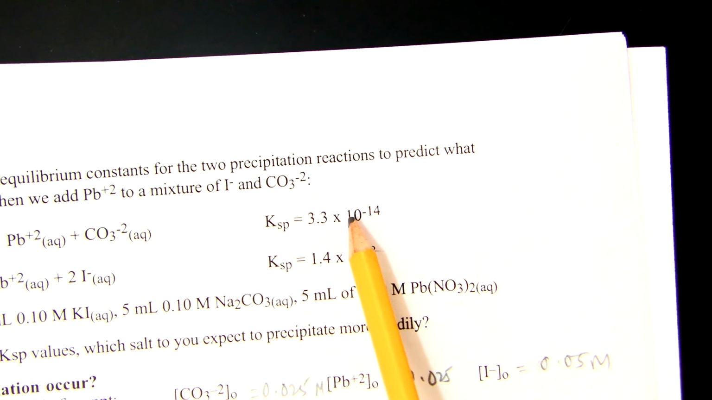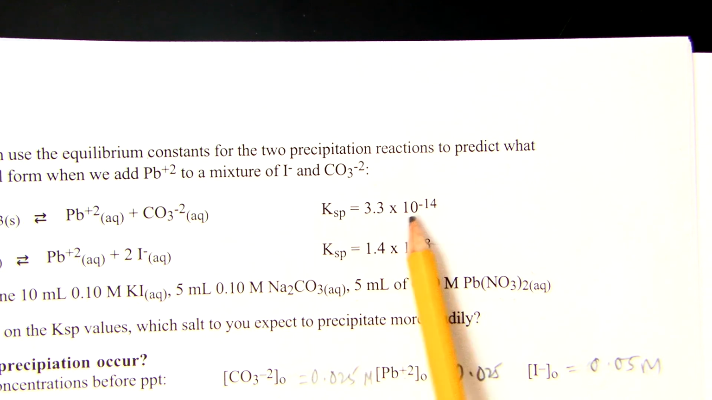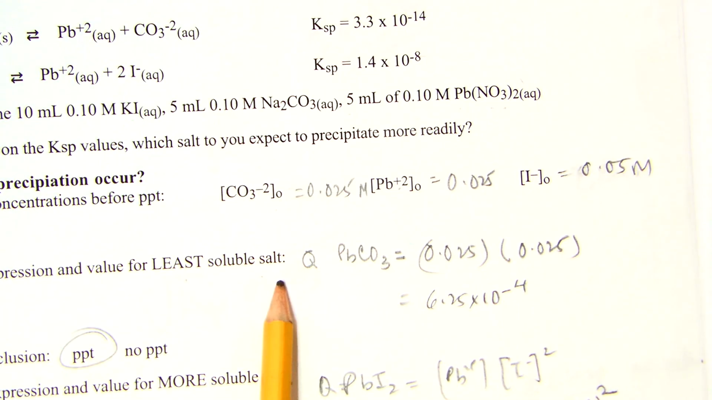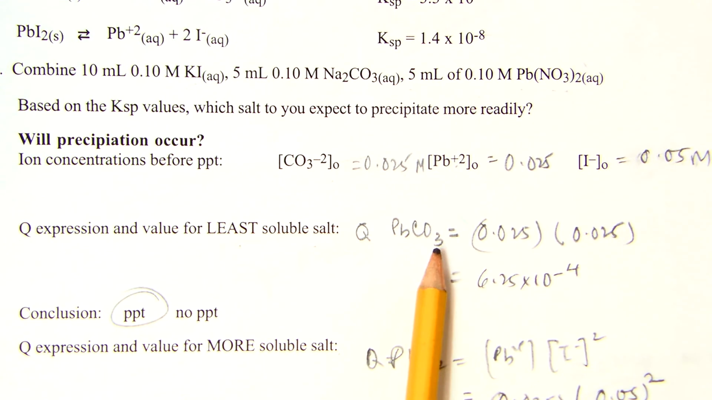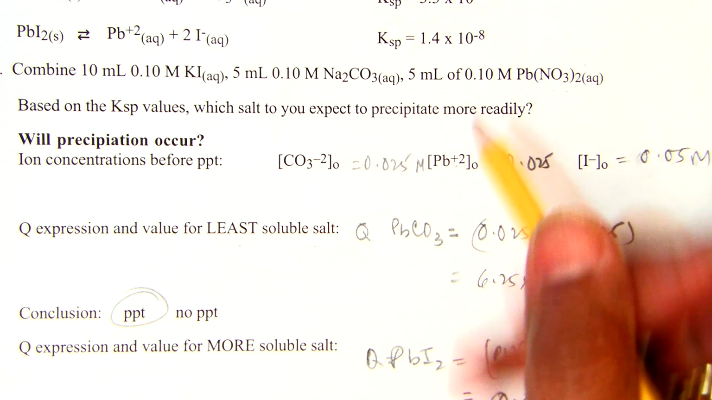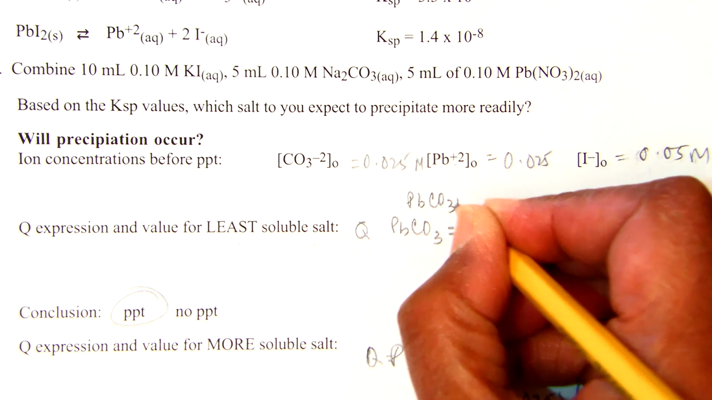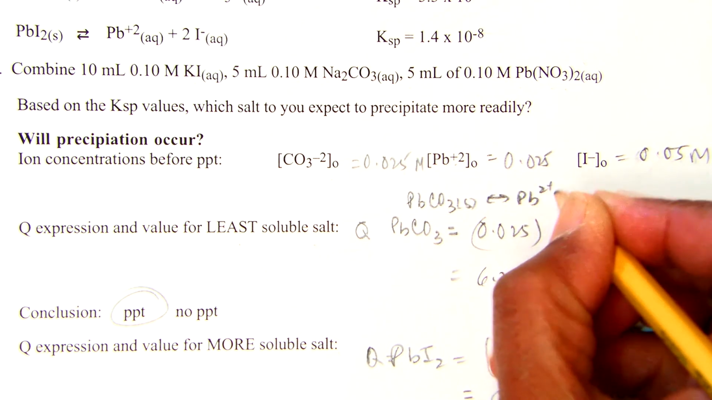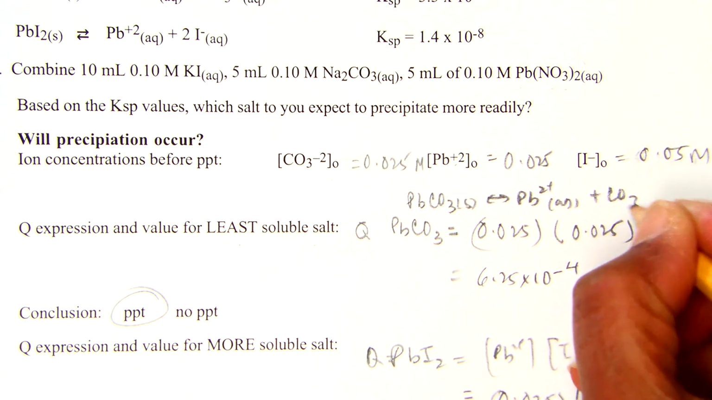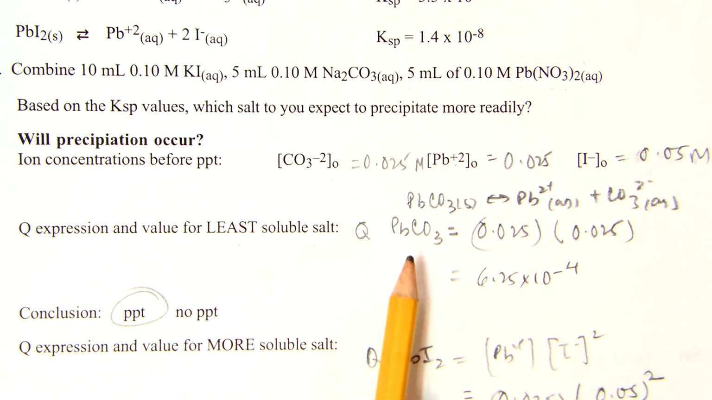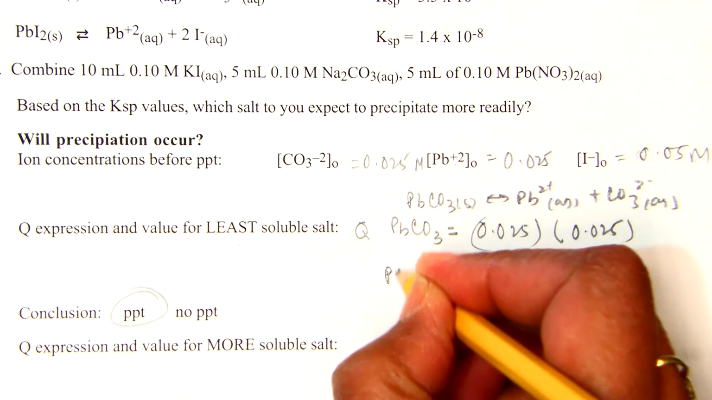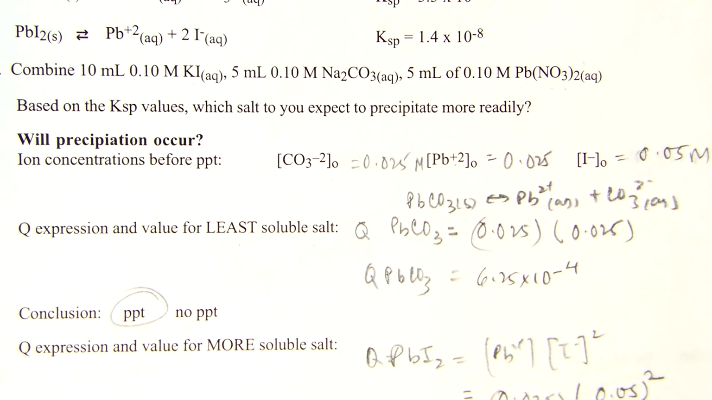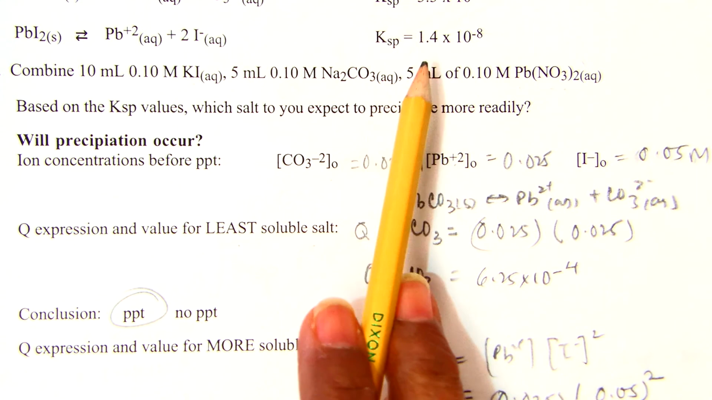So the Q expression for the least soluble salt will be the expression for lead carbonate, which will be PbCO3 solid in equilibrium with Pb2+ aqueous plus CO3 2- aqueous, right? And from that we write this Q expression: molarity of Pb times molarity of carbonate. So the Q value for PbCO3 comes out to be 6.25 times 10 to the power negative 4. And given that our Q is greater than the Ksp given for PbCO3, we predict a precipitate. And yes, a precipitate will form.